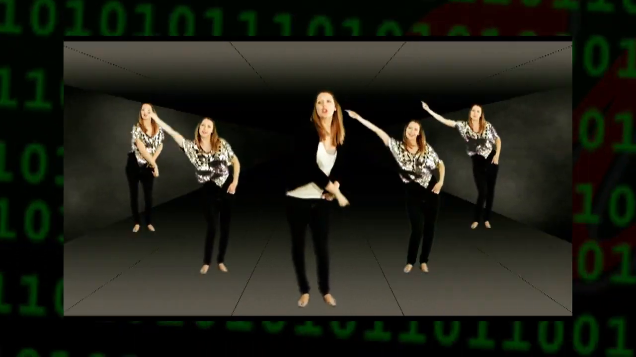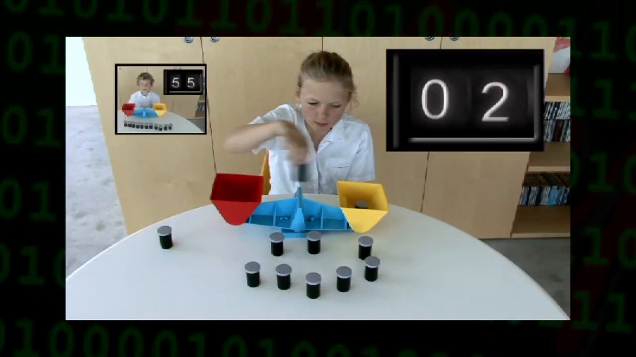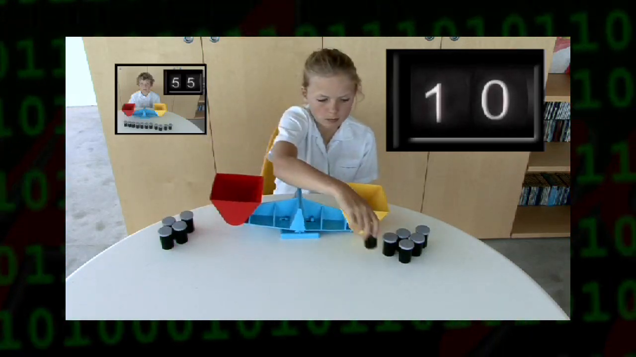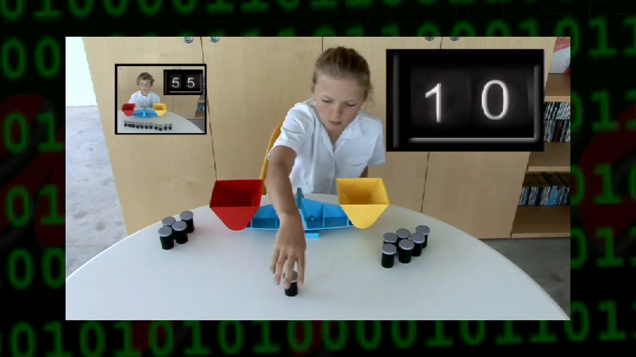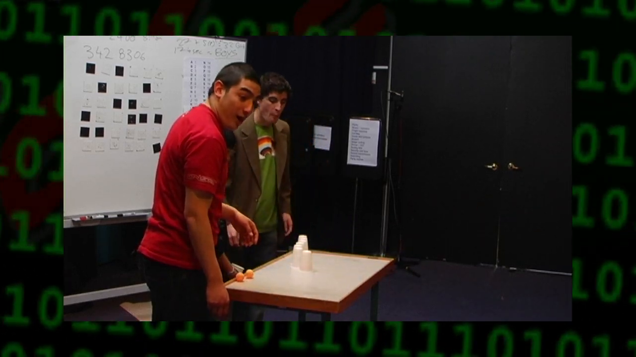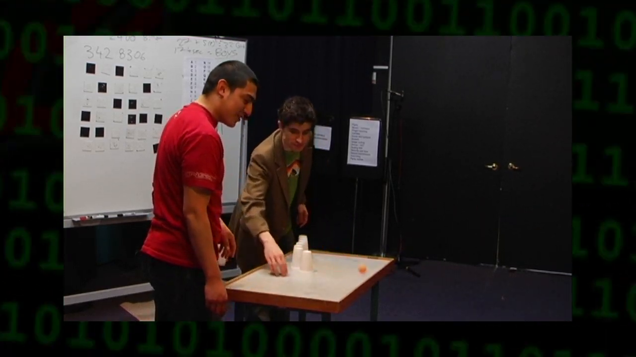There are many algorithms to explore. In this case, students use balance scales to compare two identical looking weights at a time in order to get them ordered from lightest to heaviest. Binary search and the idea of divide and conquer algorithms can be explored using ping pong balls hidden under cups.